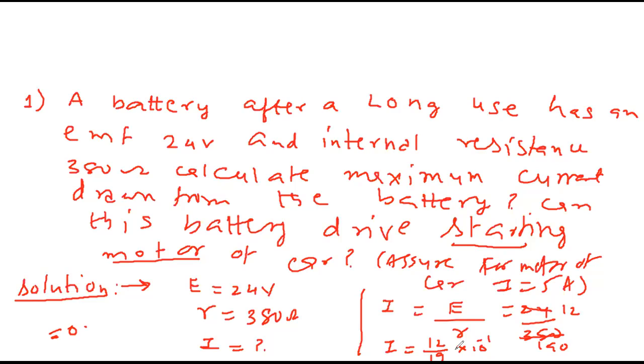It is coming 0.63 approximately into 10 raised to minus 1, so 0.063 ampere. So the final answer you will write, since starting current is greater than 0.063, or you will directly write just this one, then the last line I am telling.